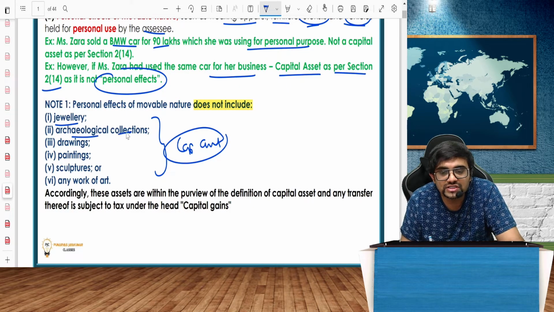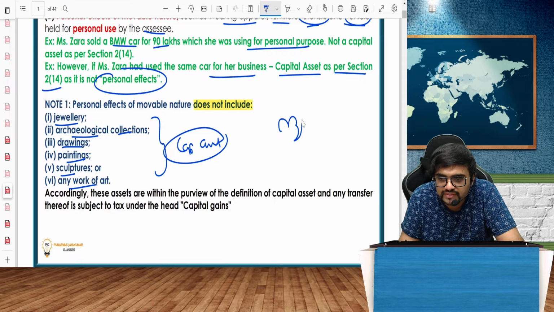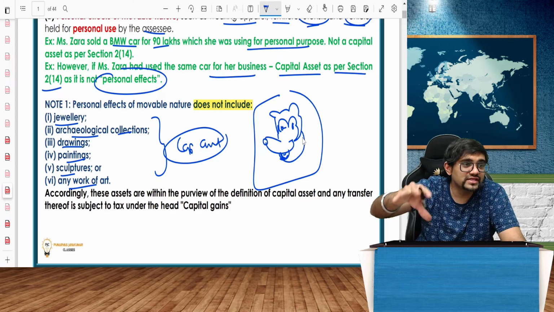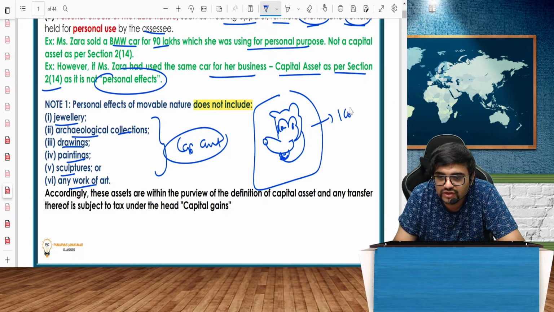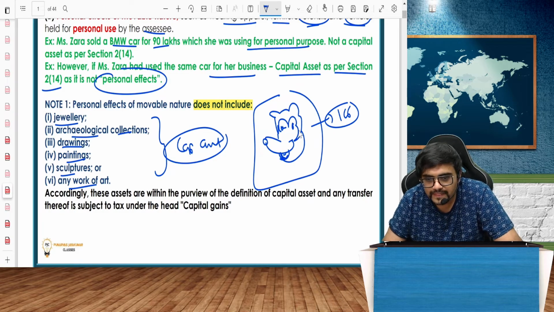Jewelry, archaeological collection, drawing, painting, sculpture, any work of art. So I told you yesterday, my work of art, one Mickey Mouse I will draw. And because I drew it, it will not be sold even at 10 rupees, but assume. If Walt Disney had drawn the first ever Mickey Mouse that he created, and Walt Disney's great-great-grandson is selling it at, let's say, 1 crore.